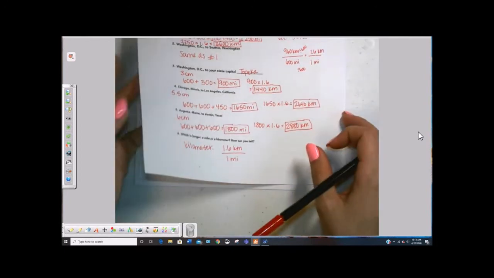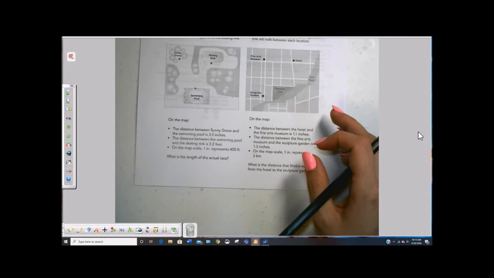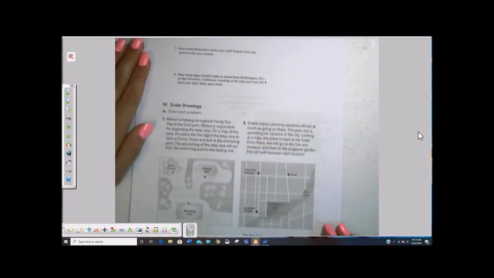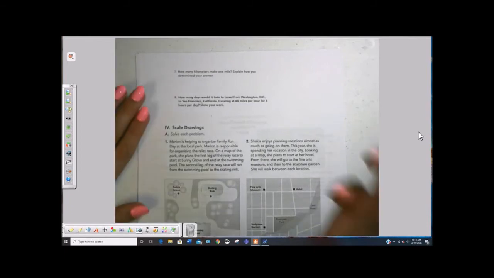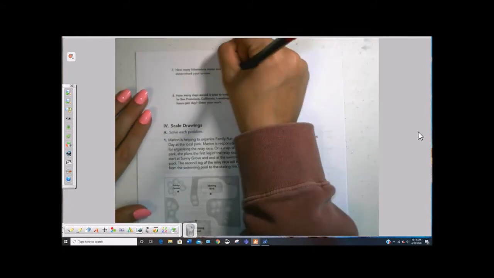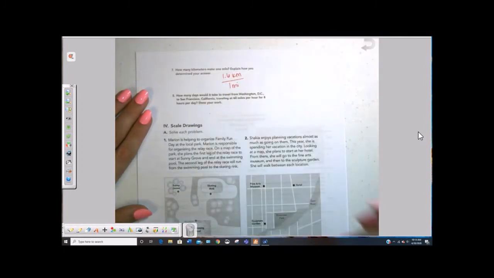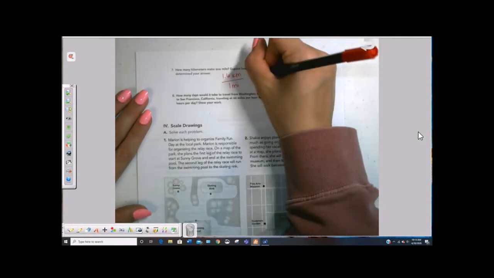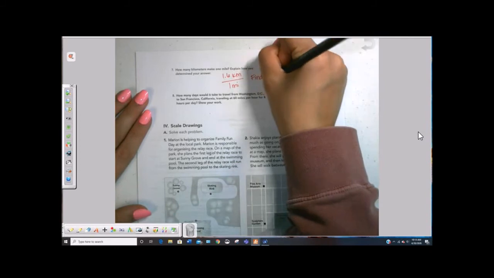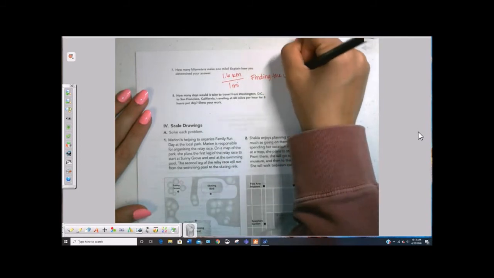Flipping to the next page. Number 7 is asking how many kilometers make 1 mile? Well, that's the unit rate. 1.6 kilometers makes 1 mile. Explain how you determined this. Well, we found our unit rate by finding the unit rate.